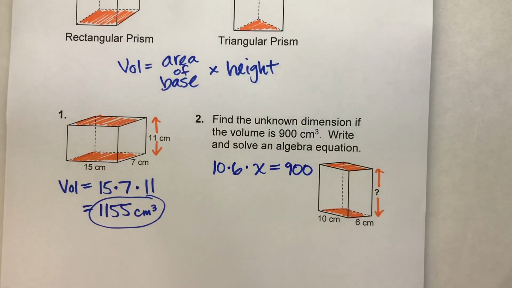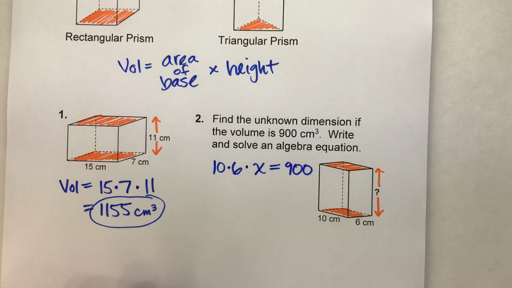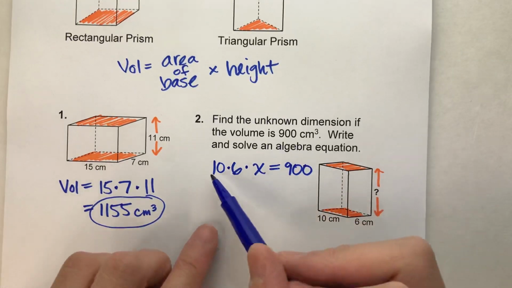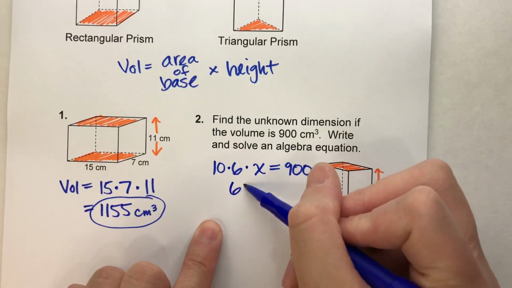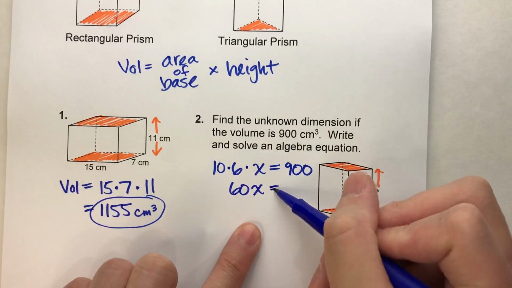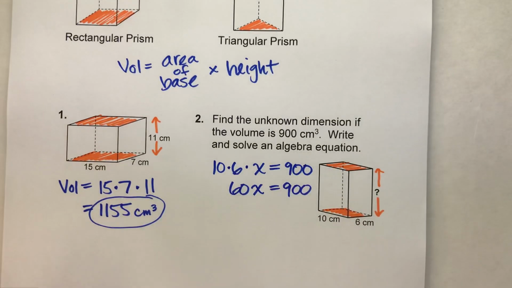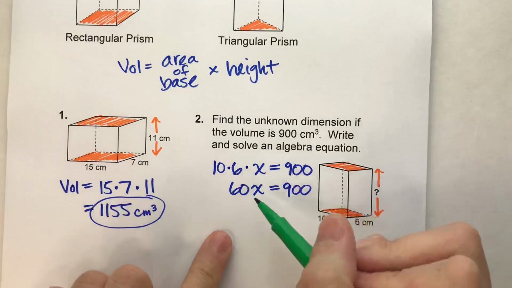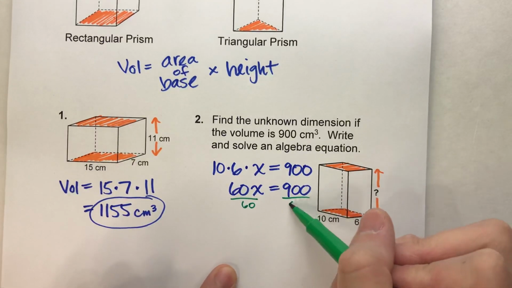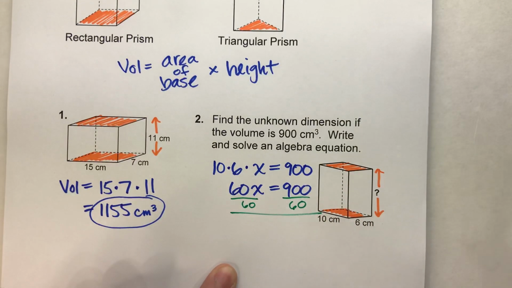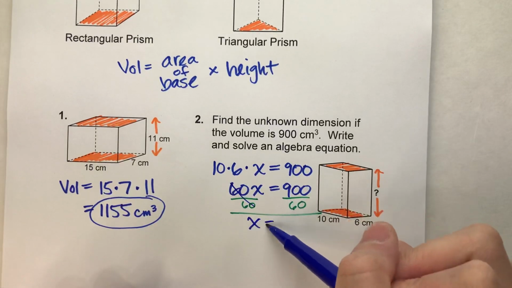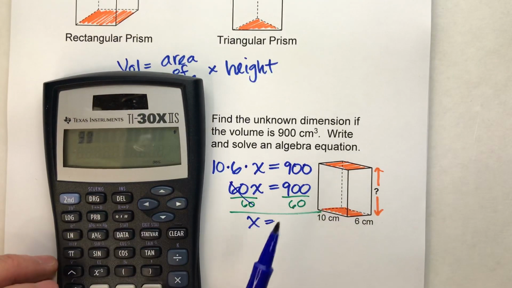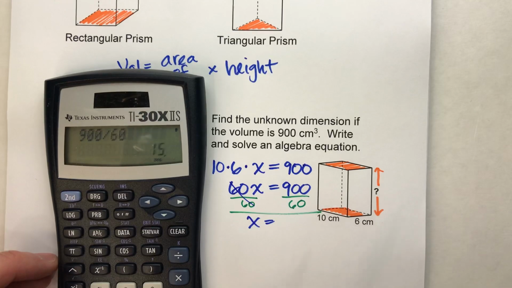Okay? So if we solve this equation, we should have the answer. Let's simplify this a little bit. 10 times 6 is 60. So this is really 60 times x. So 60x equals 900. So if I want to solve this, all I have to do is divide both sides by 60. And I should get it. X equals whatever that is. 900 divided by 60. 15.